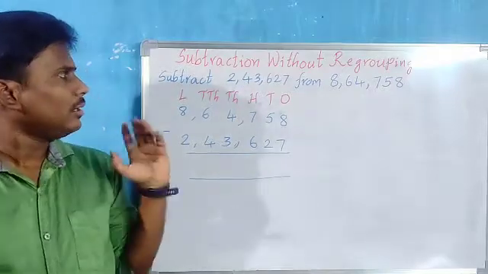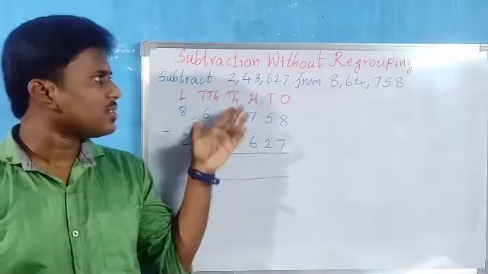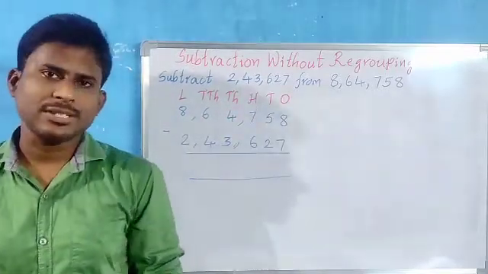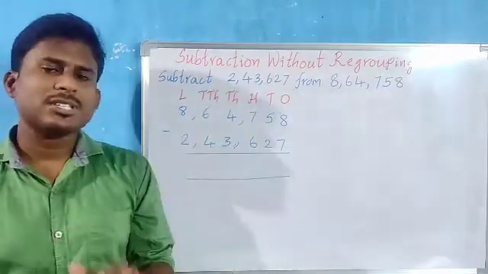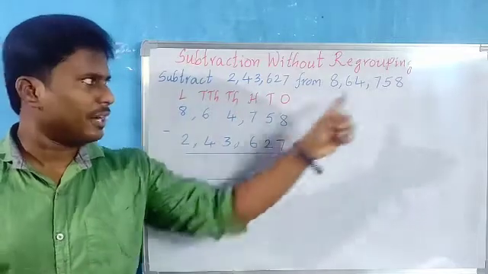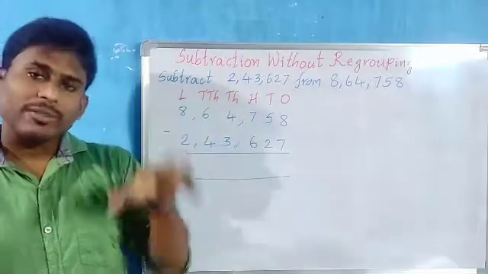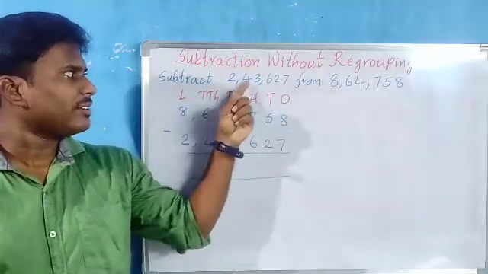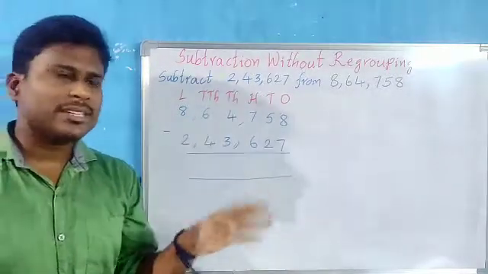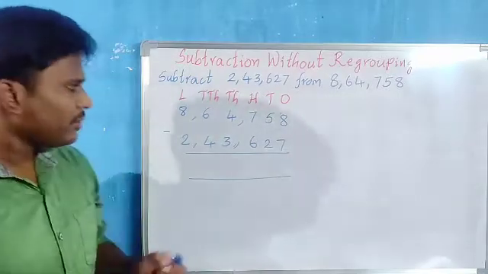Now let us do subtraction without regrouping, children. We have to subtract 2,43,627 from 8,64,758, children. Now out of these two numbers, you have to find which is the bigger number, children. Our bigger number is always what, children? Minuend. So this is our bigger number, this is the minuend. And the smaller number, which we subtract from the minuend, is the subtrahend, and that is 2,43,627, children. We have to arrange in this way first. Then we have to subtract this.